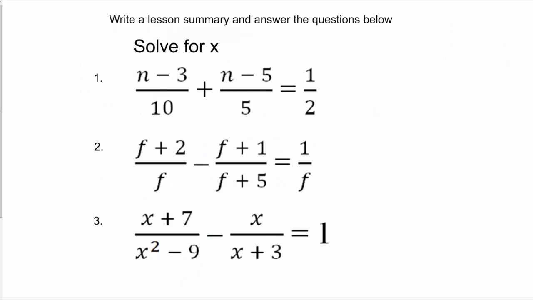That's all we've got. I want to remind you once again, whenever possible, factor your denominators whenever you have addition and subtraction of fractions. So write your lesson summary out and answer the questions below, and we'll chat more tomorrow.